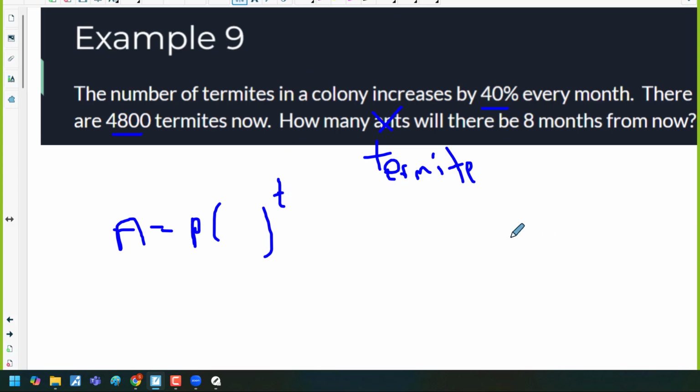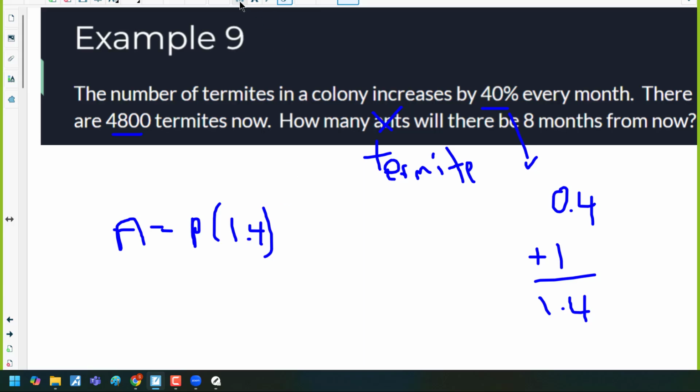We know our growth factor is 40%. Now, how do we do 40%? We convert it into a decimal. So 0.4, and then you add 1 to it. So 1.4 is my growth factor. And then my time is 8 months. My initial value is 4,800. So this is my equation: 4,800 times 1.4 to the power of 8.